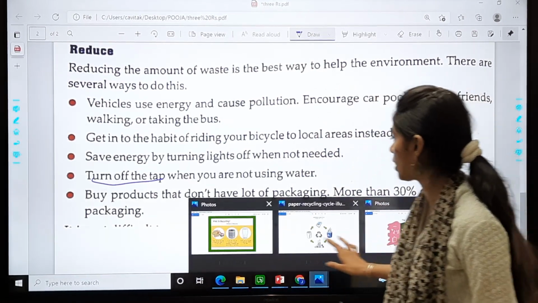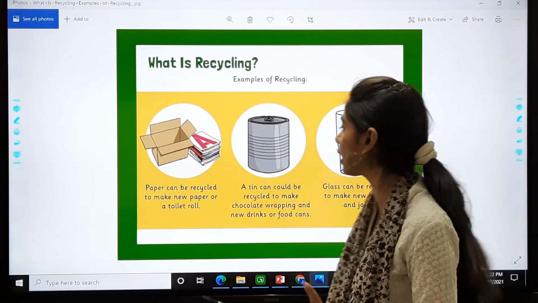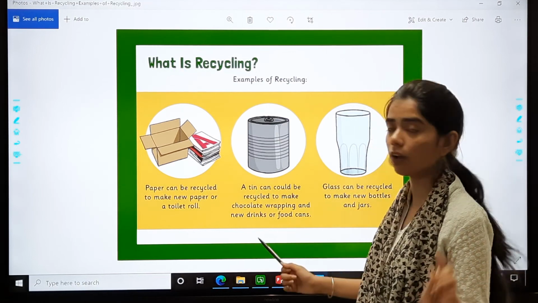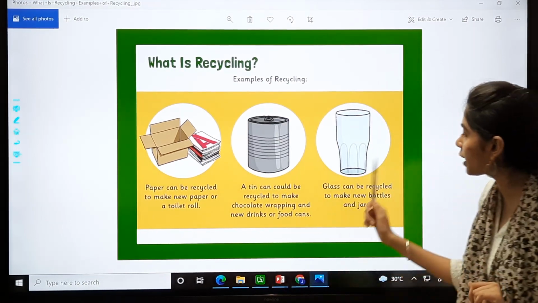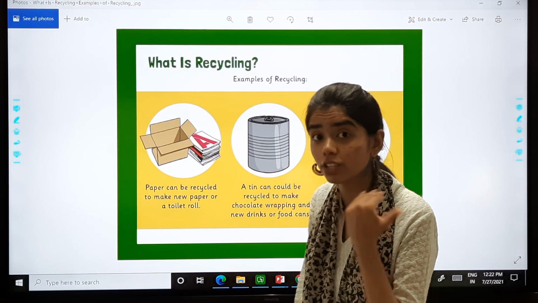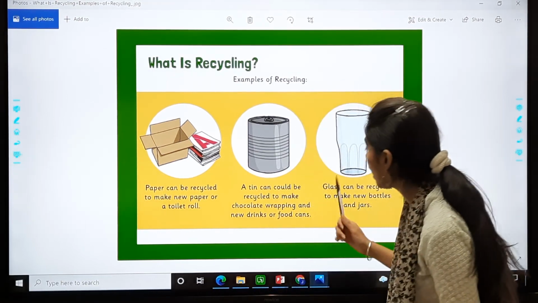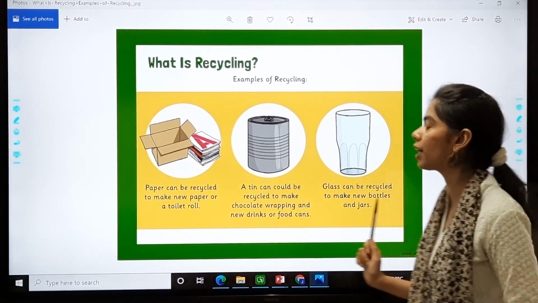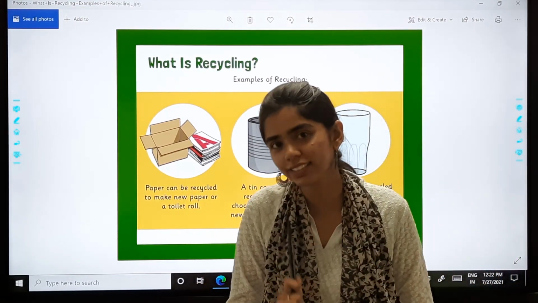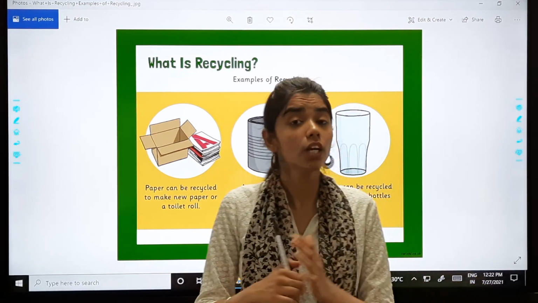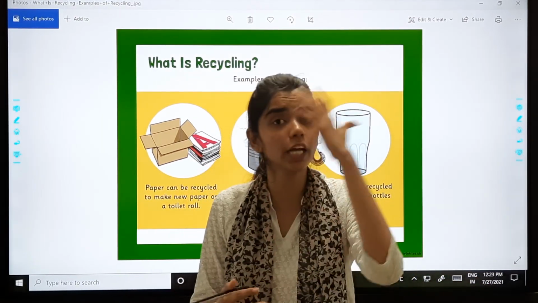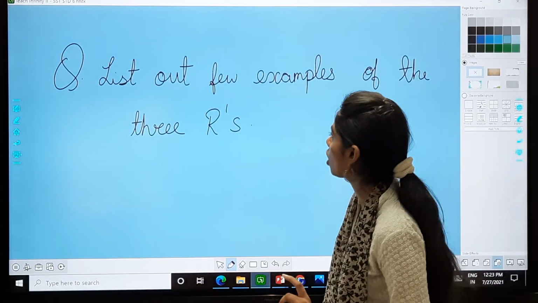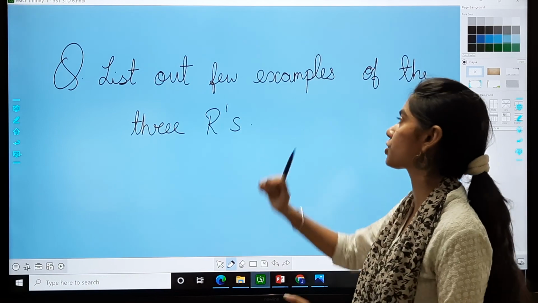Okay. Now once again I will show more examples of recycling. Paper can be recycled to make new paper or a toilet roll. A tin can be recycled to make chocolate wrappings. Chocolate wrappings can be made, and new drinks or food cans. Glass can be recycled to make new bottles and jars. Okay, so from glass, what can we do? We can make new bottles and jars also. Okay, so I think we'll stop over here and this is your worksheet part.